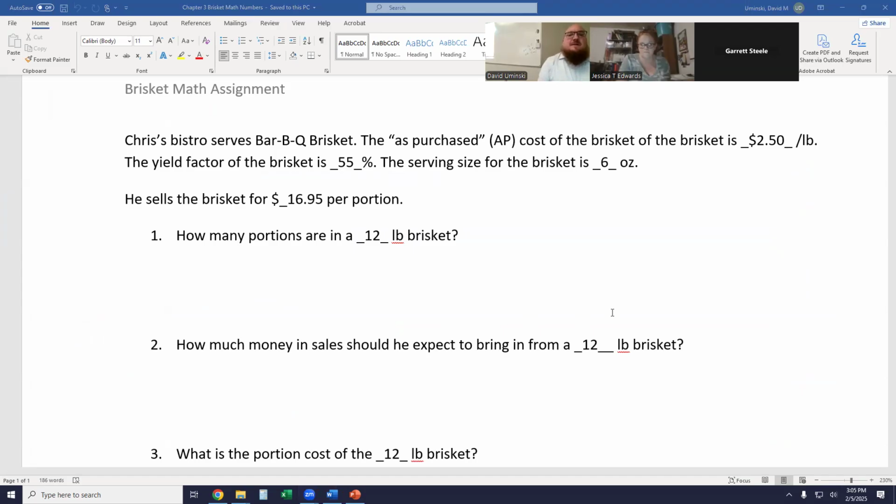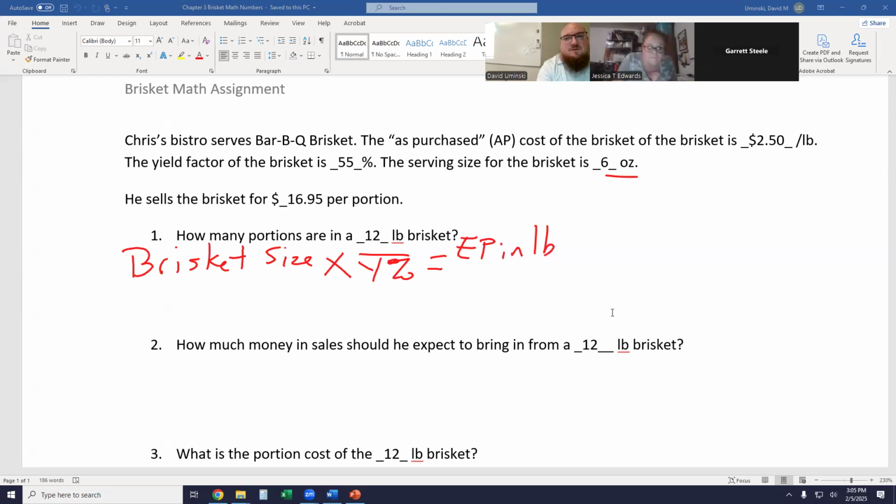So we're asking here how many portions are in a 12-pound brisket. Our portions are 6 ounces. So we want to take our brisket size. I want you to write this exactly like I have it on the screen. Brisket size times the yield percentage. That will give you your edible yield, edible portion in pounds.